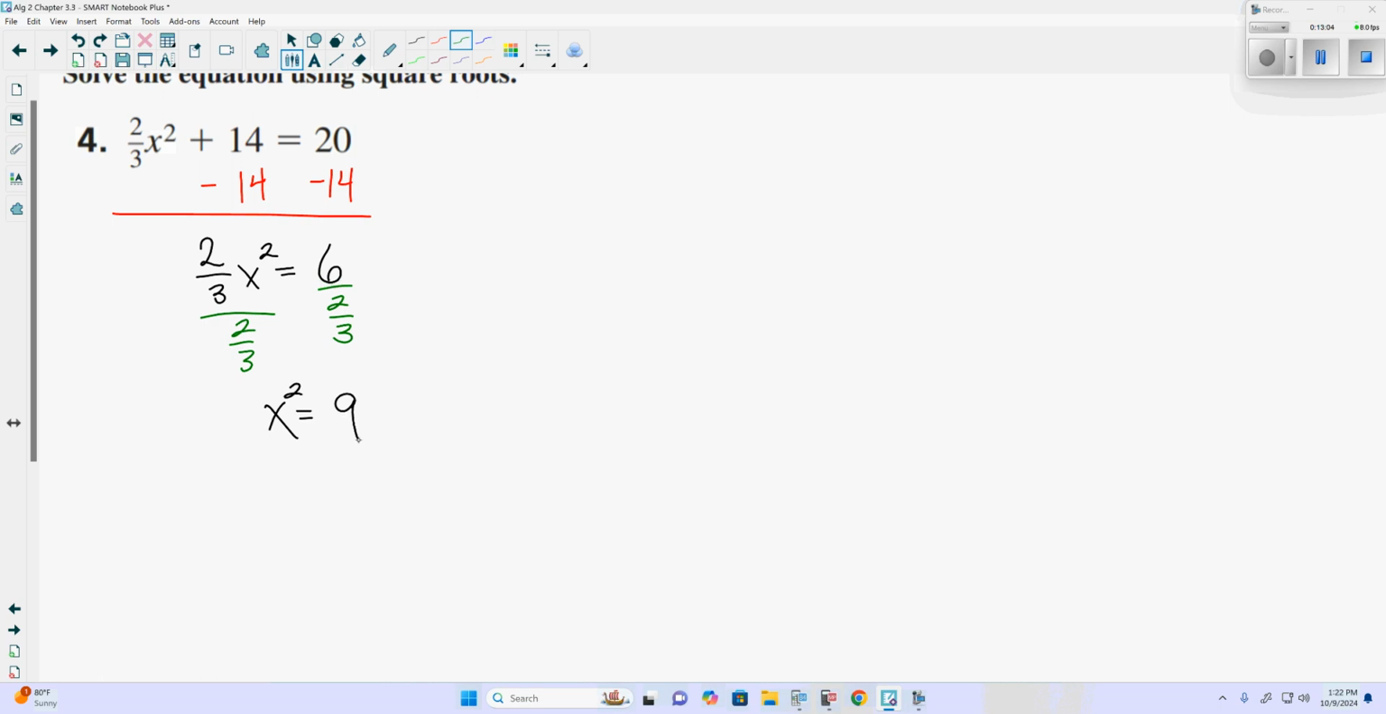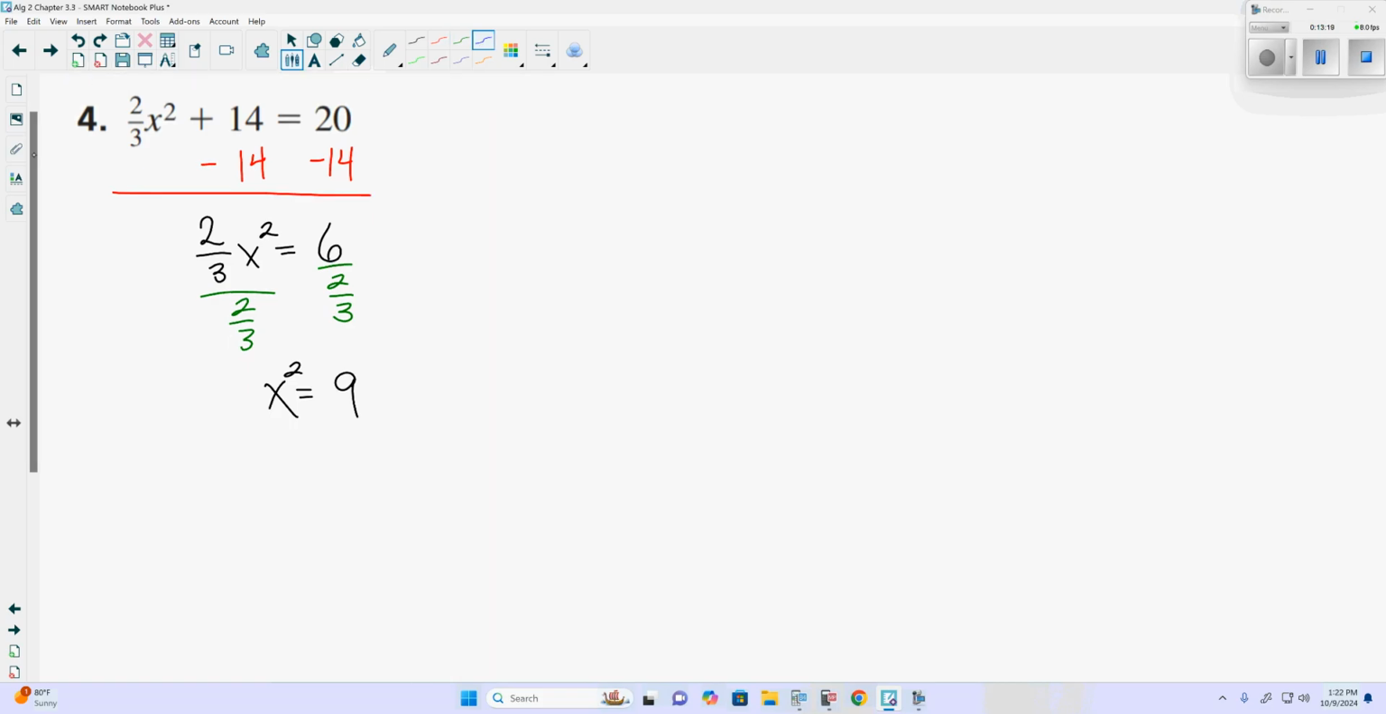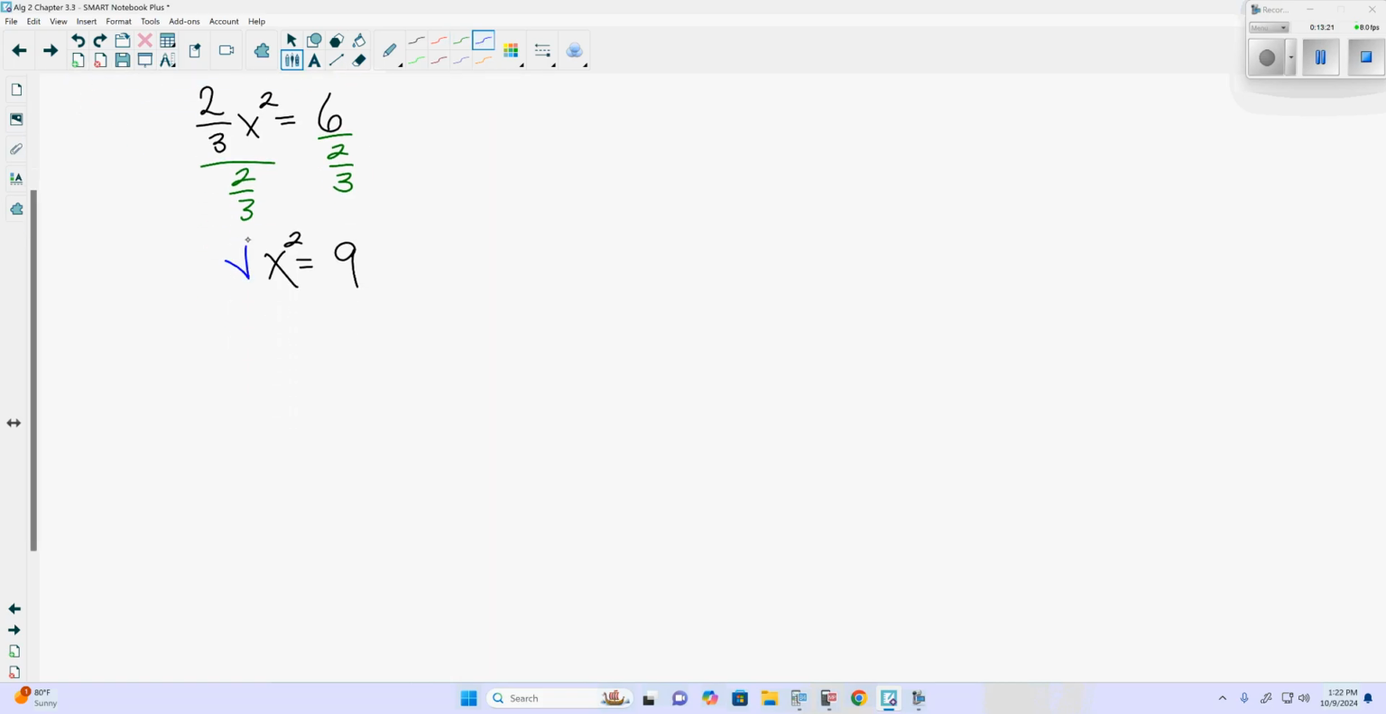Incidentally enough, 6 divided by 2/3 is 9. Is the squared term by itself? Yeah. So we can move on to step 2. We take the square root of both sides. Now our square root of x squared is x, and that is equal to plus or minus.